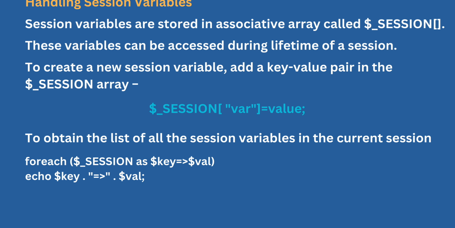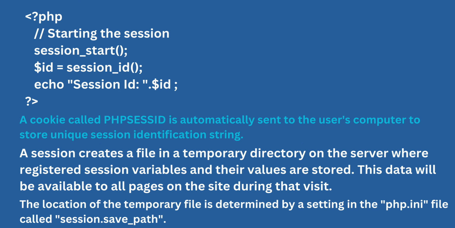Whenever you create any session, where is the session created, on the local system or on the server? Sessions are always created on the server. It creates a file temporarily on the server where registered session variables and their values are stored. This data will be available on all the pages on the site during that visit, right? The location of the temporary file is determined by setting php.ini session.save_path. So this is the path. You can change the path on your server where you want to save your session data, right guys?